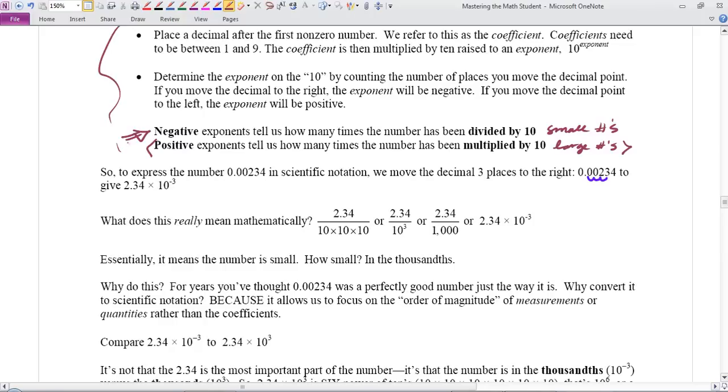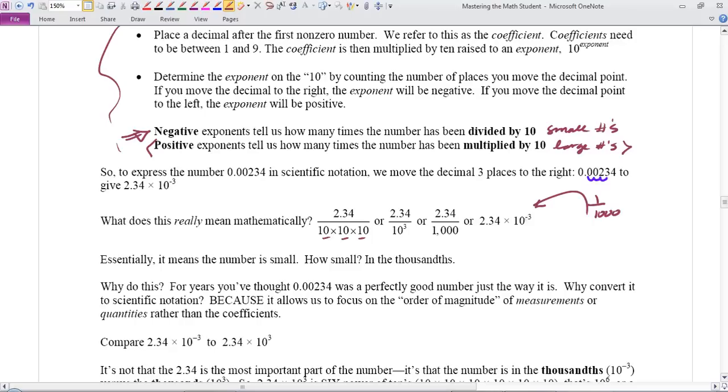What it really means when we say times 10 to the minus 3 is that we've got 1,000 in the denominator, whether you want to think of it as 10 times 10 times 10, or 10 to the third, or 1,000. When we get rid of the denominator, this becomes 1 over 1,000 right here, and so that's why we end up with the negative on that exponent. Essentially, in plain English, it means the number's small.